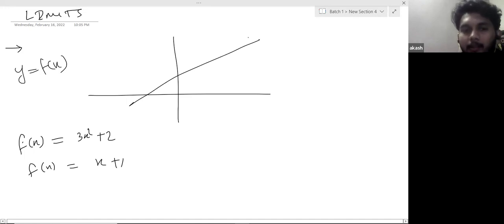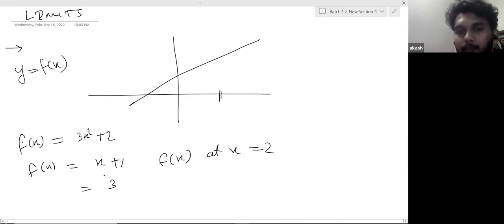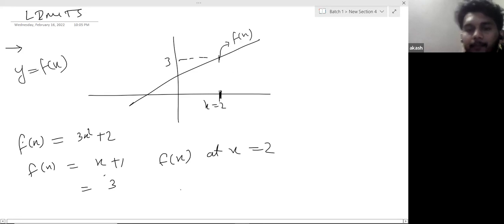Now, if I ask you, what will be the answer of f of x at x equals 2? What will you do? You will put the value of x as 2. You will say 3. What this means is at x equals 2, the function will have value 3. Right? At x equals 2, this is the value of f of x. Absolutely right, Shravya. So this is the way you try to find the value of a function.